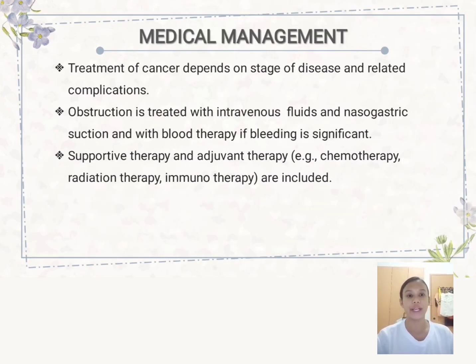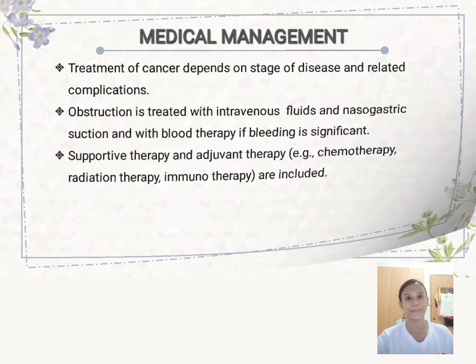Treatment of cancer depends on the stage of disease and related complications. Obstruction is treated with IV fluids and nasogastric suction, and also with blood therapy if bleeding is significant. Supportive therapy and adjuvant therapy such as chemotherapy, radiation therapy, and immunotherapy are also included.